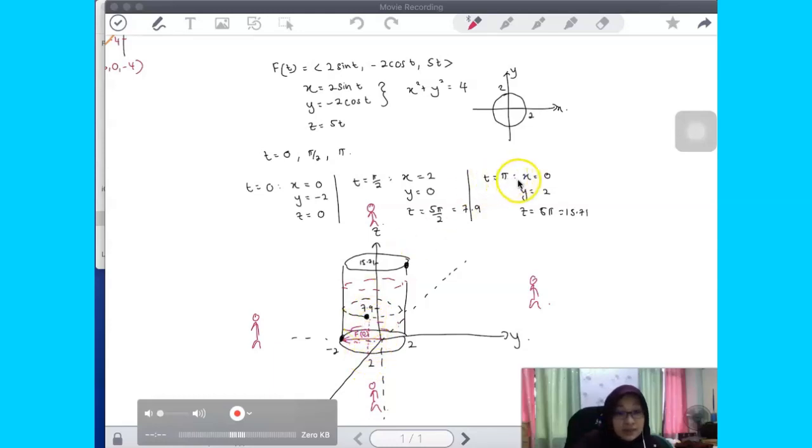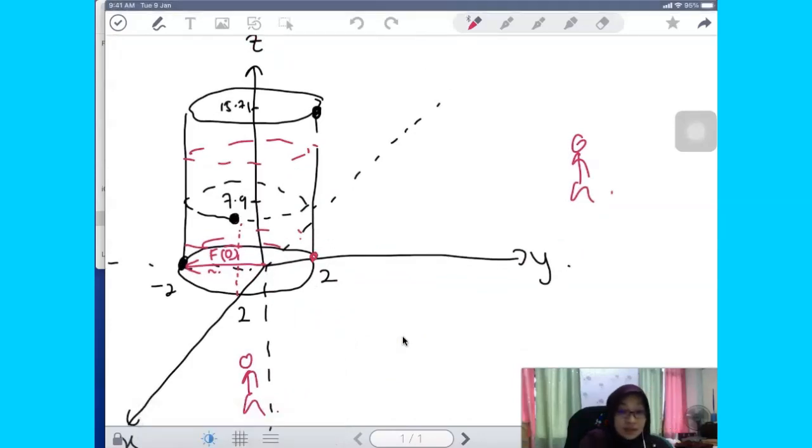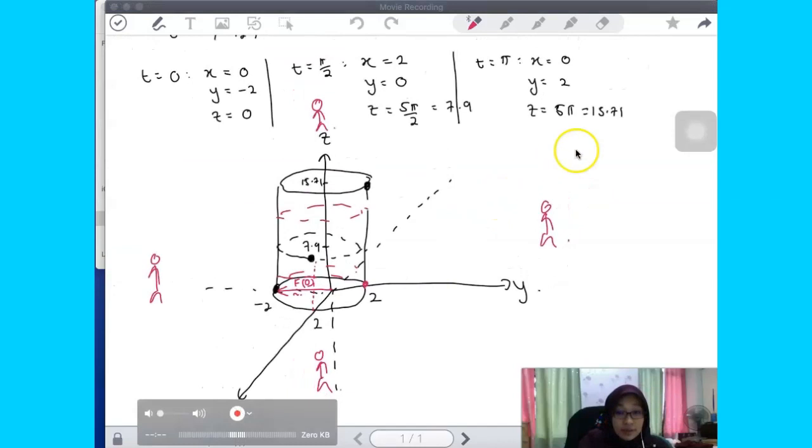After that, the third point is located at x 0, y 2, from here. But because in 3D the value of z is 5 pi, about 16, I am assuming that the height here is about 16. That is the point which is projected from 0, 2. Actually, this one is not part of the points. So we have three points here.